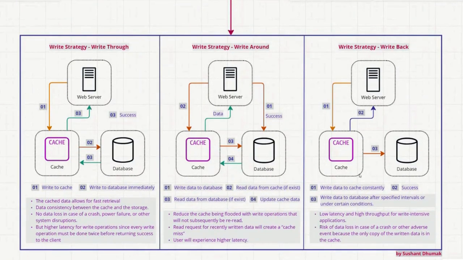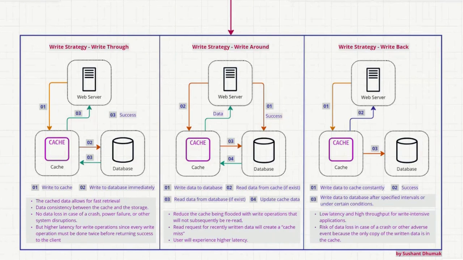Okay. So right now, what we have seen is how we read the data, and how we invalidate the cache. And now we are going to see how, when we write the data to the database or cache, we make sure that the cache is available with the latest information.